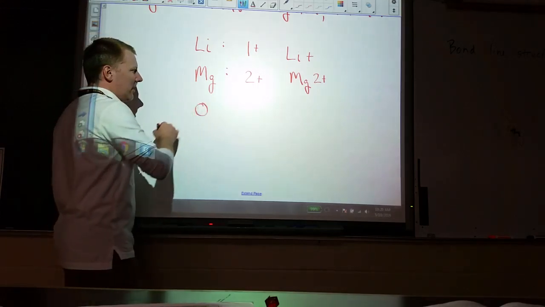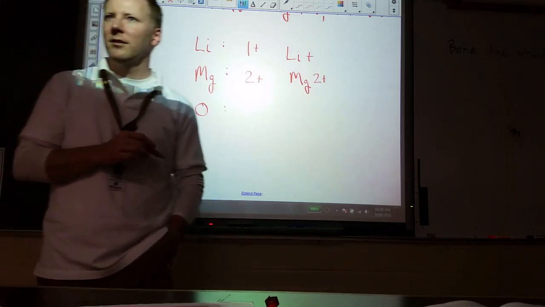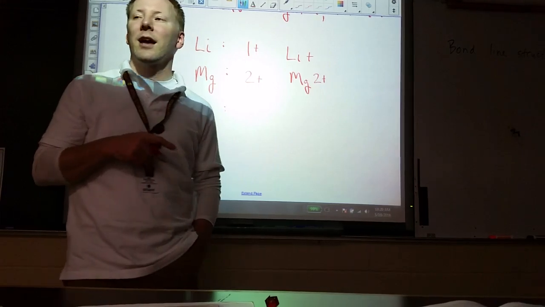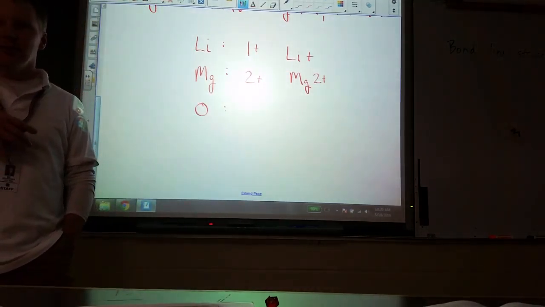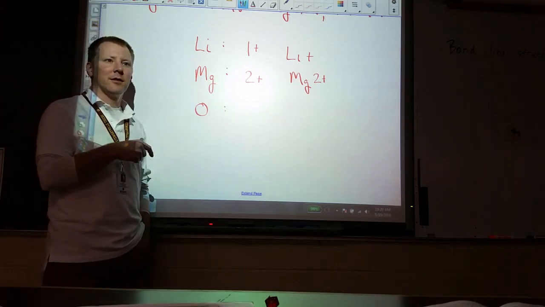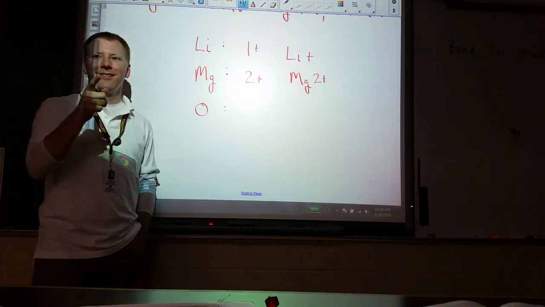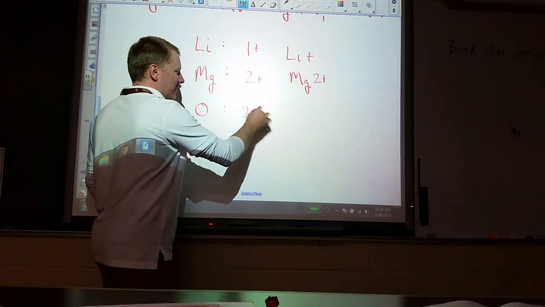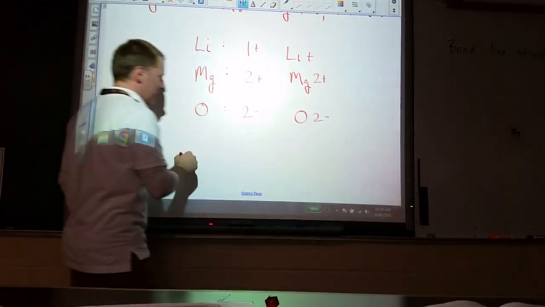How about oxygen? How many electrons does oxygen have in its outer shell? 6, yeah, right. What's it going to do in order to have a full shell? Gain 2, which makes it what kind of charge if it gets 2 electrons? Negative. Negative, can you be more specific? 2 negative. It's going to gain 2 electrons, so it'd be 2-. We'd write it O, 2-.